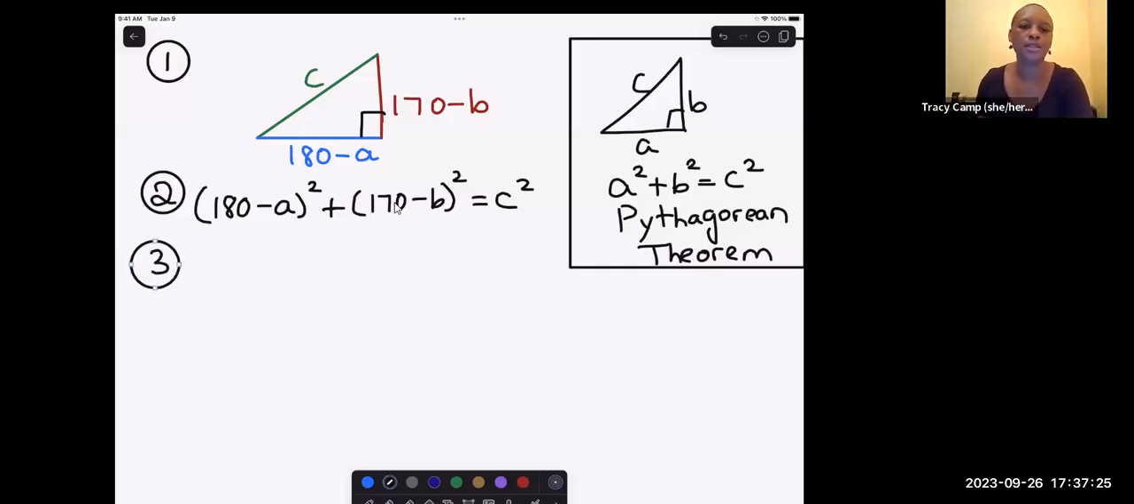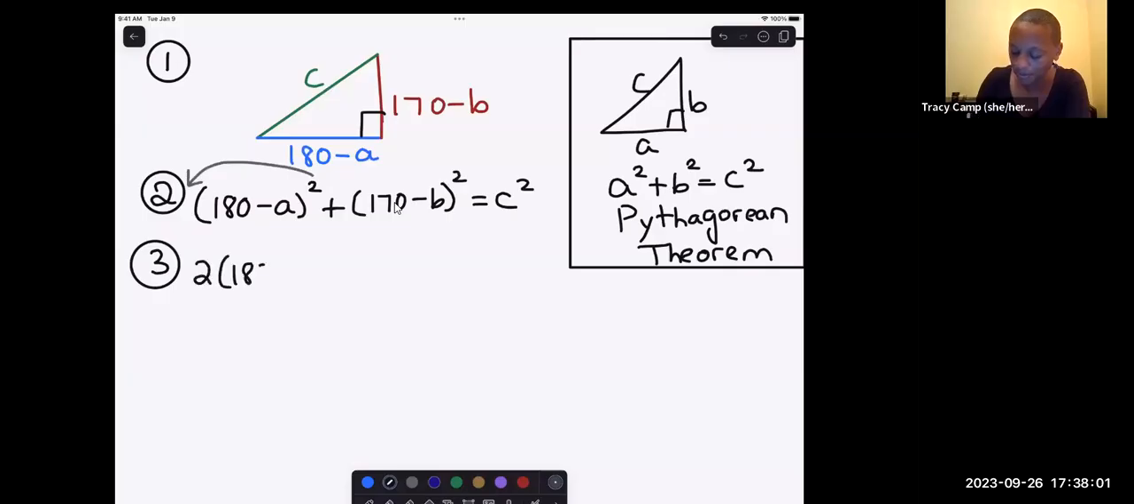And now the third step is to use implicit differentiation. So I'm going to differentiate both sides of the equation using implicit differentiation, remembering that A, B, and C are all functions of time. So I'm always going to multiply by A prime, B prime, C prime when I differentiate involving those variables. So first of all, I'm going to use my power rule. So bring that 2 down.